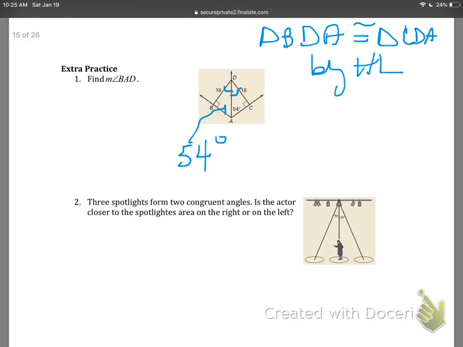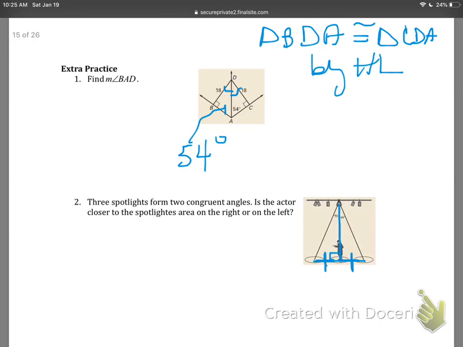So, if this line, let me just make this a little smaller. Okay, so if this line or ray right here is acting as an angle bisector, then as I continue down, what I now know is if this is at a right angle, this piece is going to equal this piece, right? Because of the fact that that's an angle bisector. So the gentleman is standing exactly equidistant from each of the spotlights.